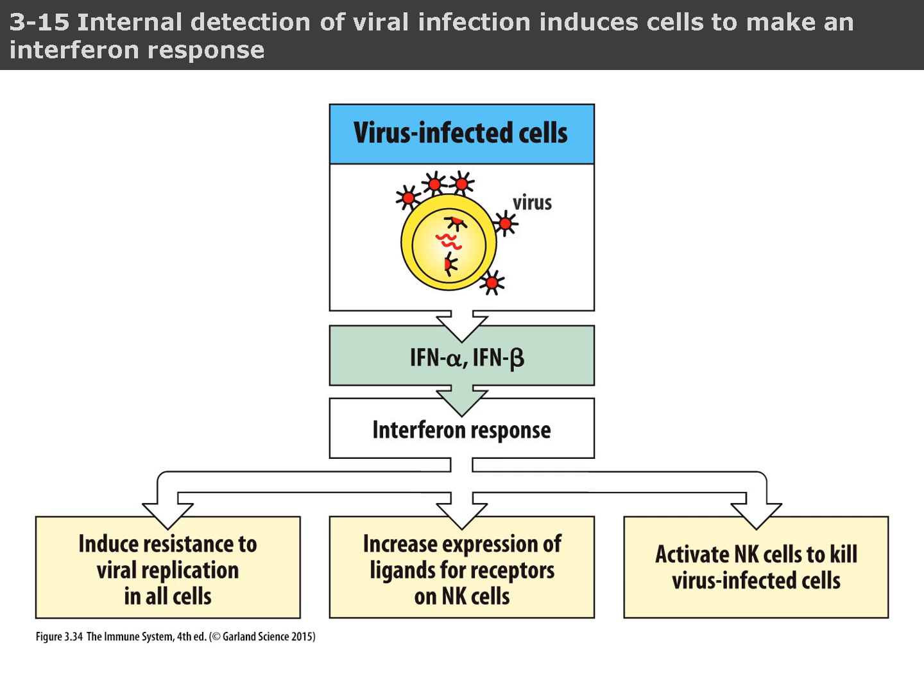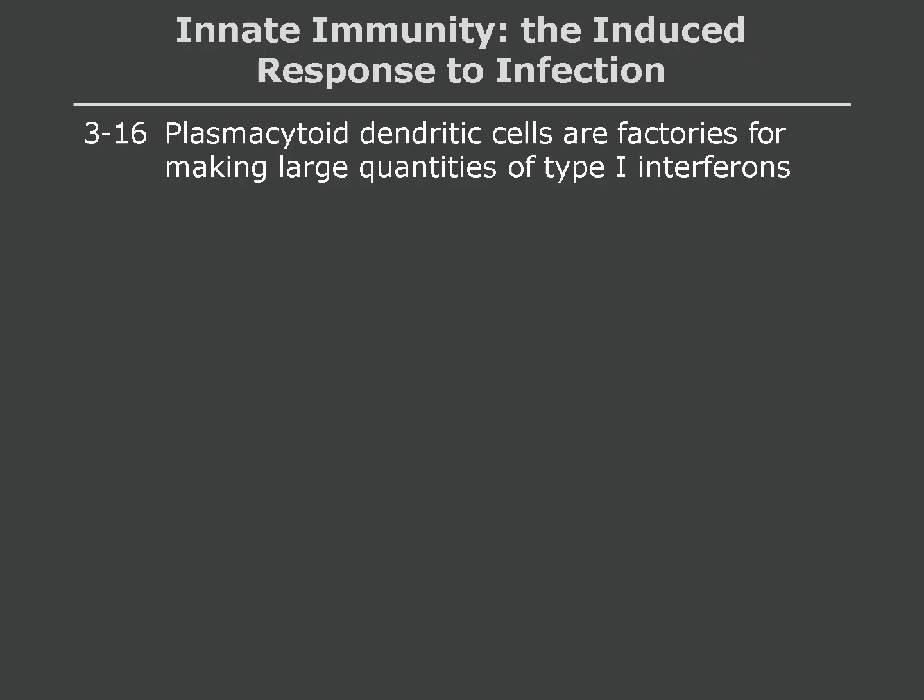First, it induces a state of resistance to viral replication in all nearby cells, thereby containing the spread of the infection. Second, it increases the expression of ligands on infected and surrounding cells that are recognized by receptors on natural killer cells. Lastly, it activates natural killer cells, empowering them to identify and destroy virus-infected cells more efficiently. This cascade of signaling events ensures a rapid and localized innate immune response to viral threats.